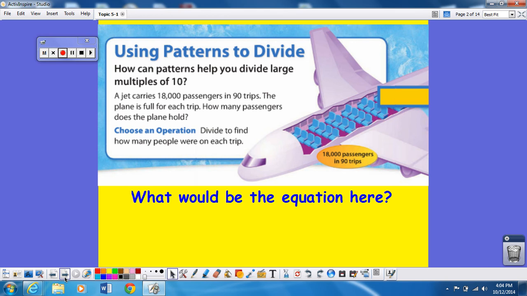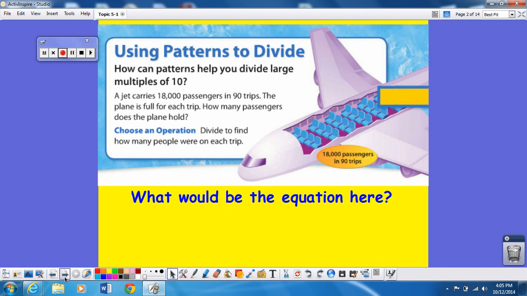So as we move on, let's look at this first page that you might find if you looked in your book, called Using Patterns to Divide. How can patterns help you divide large multiples of 10? So we have an airplane, and it says a jet carries 18,000 passengers in 90 trips. The plane is full for each trip. How many passengers does the plane hold?